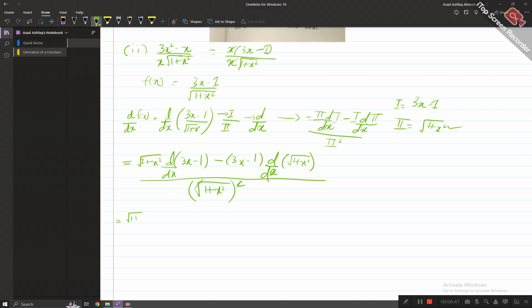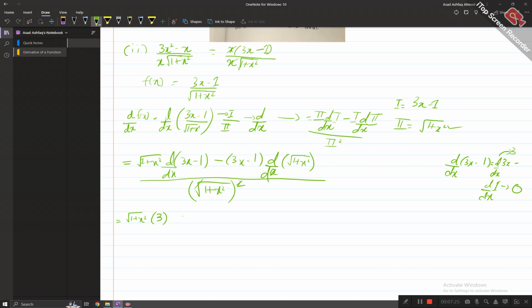And after that the numerator will be square root of 1 plus x square into the derivative of 3x minus 1. This will be just 3. How? I will do it on the side, that is d upon dx of 3x minus 1. So this will be d upon dx of 3x minus d upon dx of 1. 1 is just a number, so it will be 0, and after that we will just get 3. So that's why we get just 3.